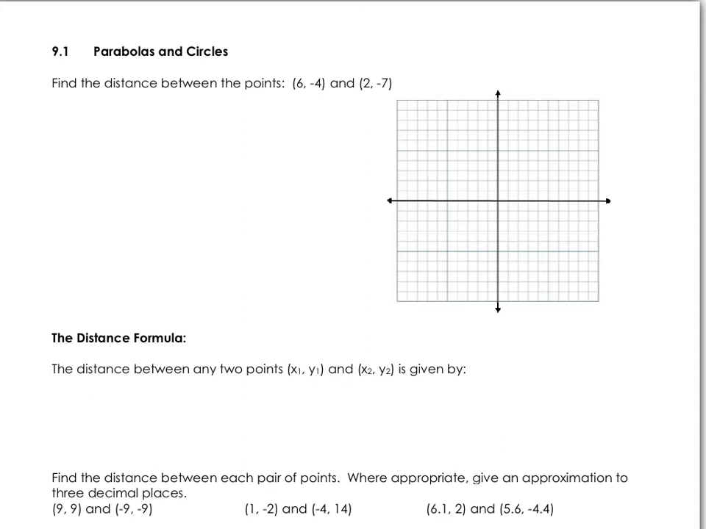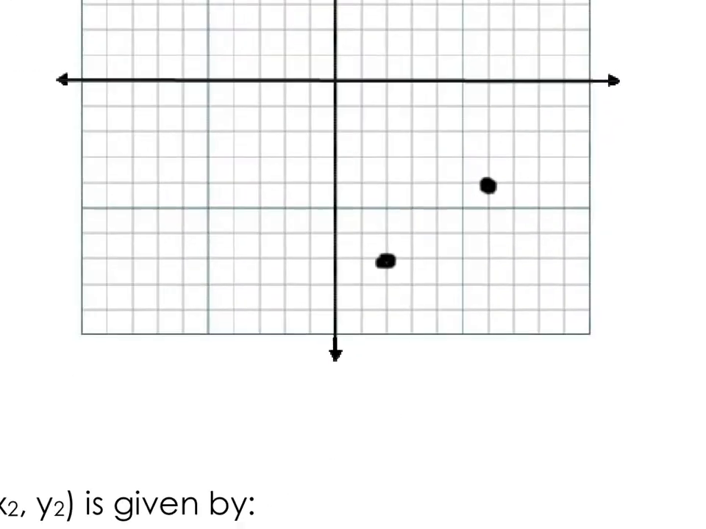Section 9.1, Parabolas and Circles. So the first thing we're going to do is find the distance between the points (6, -4), let's plot that point, and (2, -7). We want to find the distance between these 2 points.